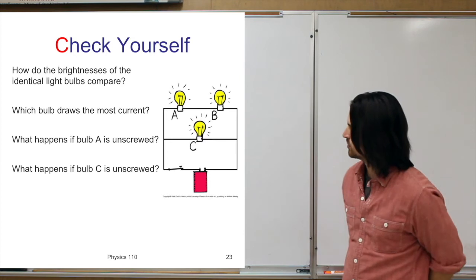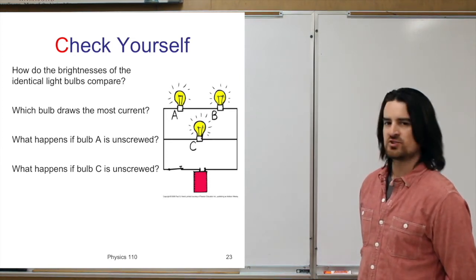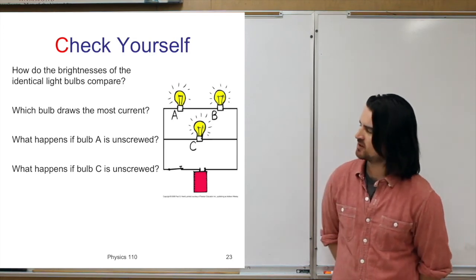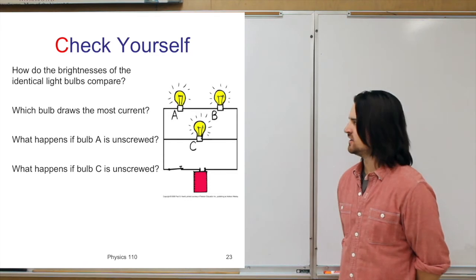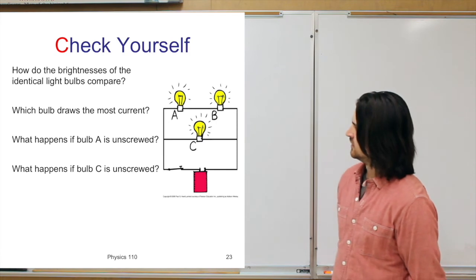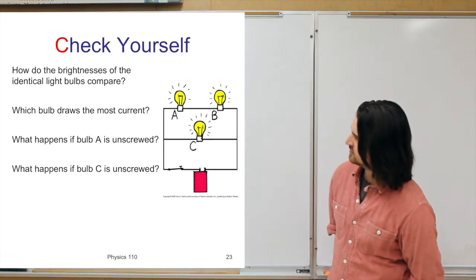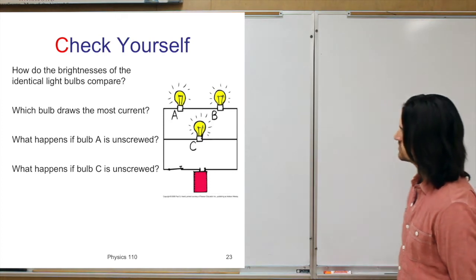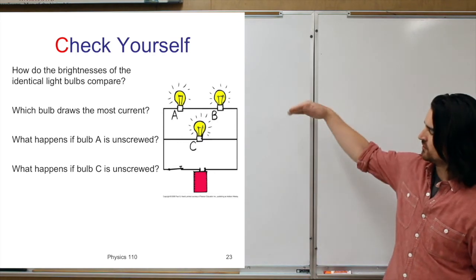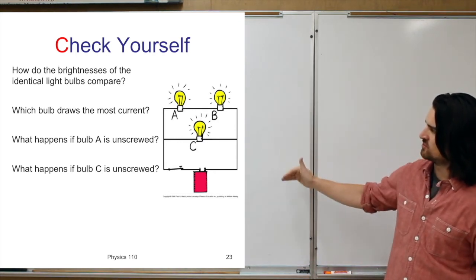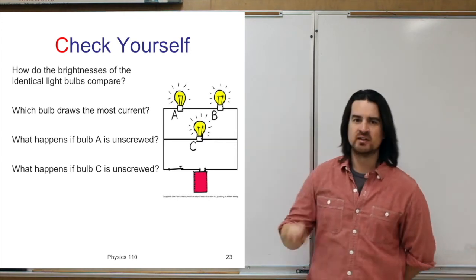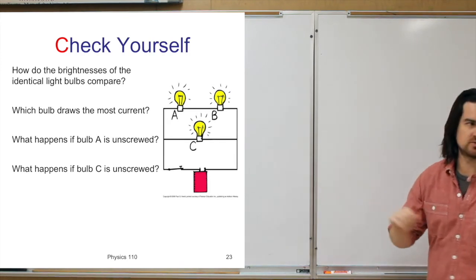Okay, so a couple of questions for you about these circuits. For one, how would the brightness of these light bulbs compare if they're identical light bulbs, meaning they each present the same amount of resistance to current flowing? Which light bulb would draw the most current? What would happen if light bulb A was unscrewed, and what happens if bulb C is unscrewed? So hopefully you can answer at least the last two questions. The first one might be a little bit more difficult, and the second one might be kind of difficult. But take a minute, pause, and try to answer each of those questions.